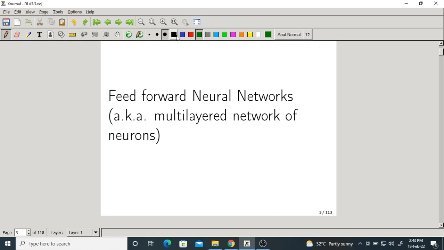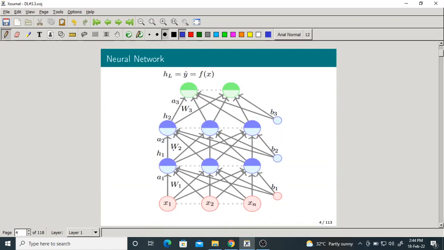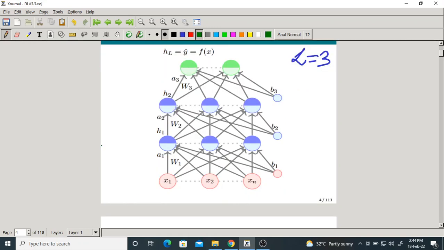Before proceeding further, let us discuss what we did in the last class. We discussed the neural network, also called a feed forward neural network. This is the neural network. For example, here I have taken how many levels? 3 levels. The first level is called the zeroth layer, which has only inputs.